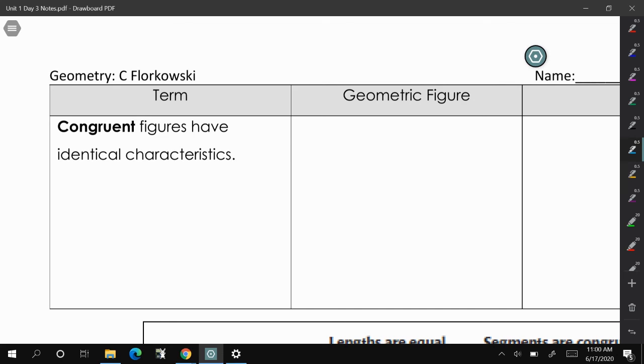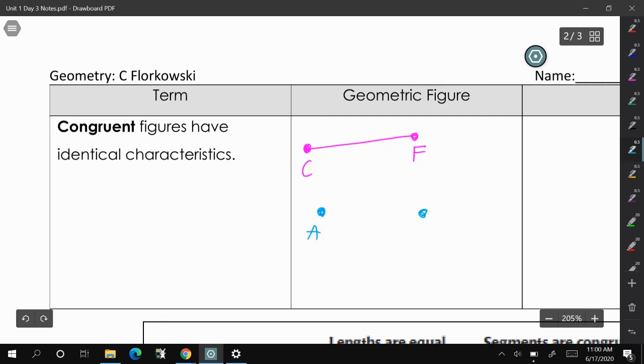Another term that we're going to deal with is the term congruent. Congruent figures or congruent shapes have the same characteristics. And the way we draw that is with little tick marks. So if I have segments CF and segments AD, if I want to show that these are congruent, we put tick marks on them. This tells us that CF and AD are congruent. When we talk about congruent, basically what we're going to use this mostly for is same size or length.